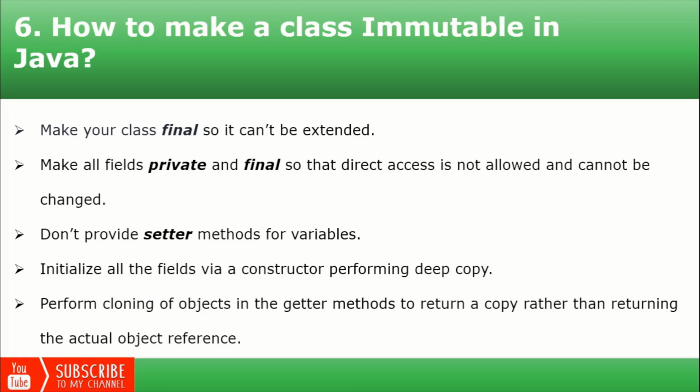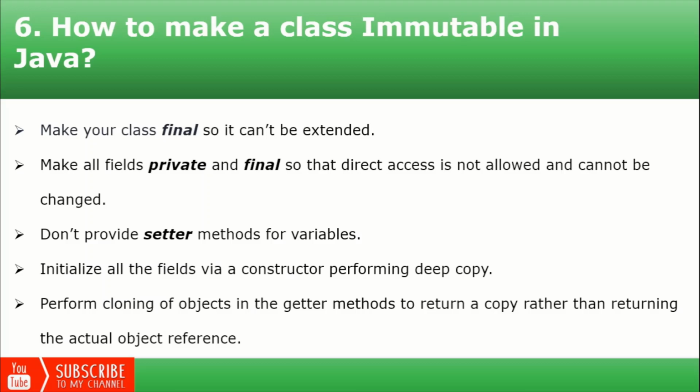After that, you need to make all the fields private and final so that direct access outside the class is not allowed, and also it cannot be changed once it has been assigned a value. The next step is you don't need to provide the setter methods for the variables, only the getter method will be available. How can we initialize the final and private variables?